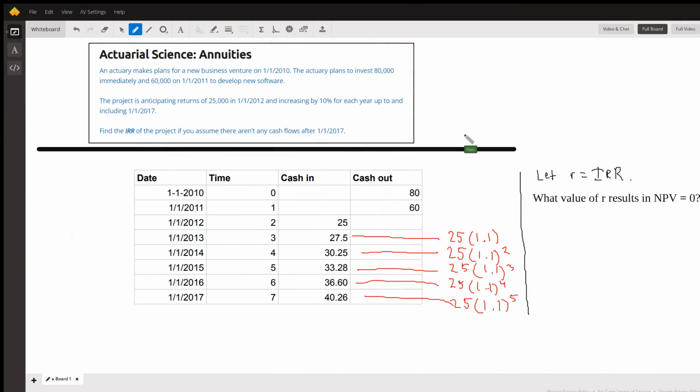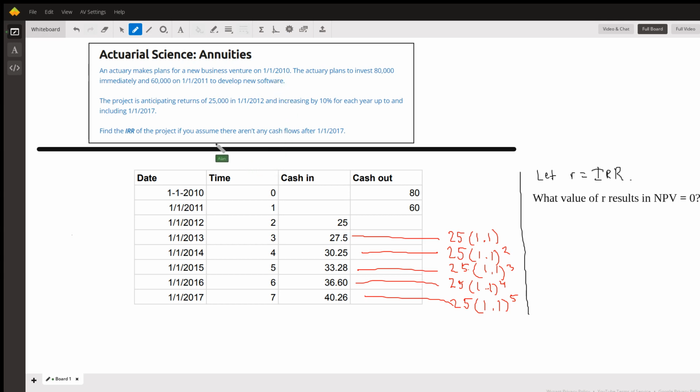We have an annuity problem, and basically it's a cash flow situation where an actuary is putting in money for the first 2 years, and in return, the project has anticipated returns beginning at the 2 year mark, and they increase 10% each year until we get to 1/1/2017, which in our problem, we're going to call time 7, because we're going to call time 0 the initial investment, which was on 1/1/2010.